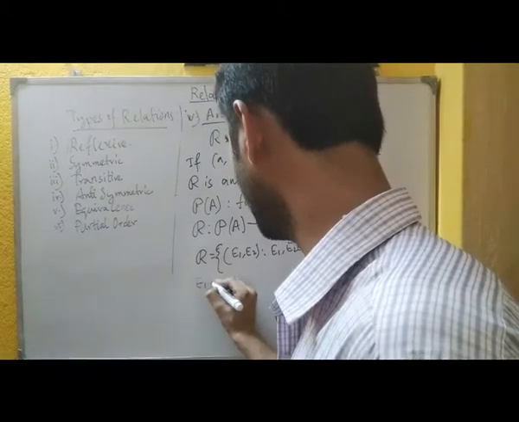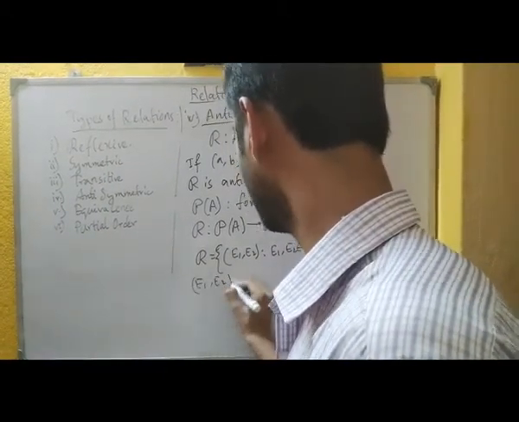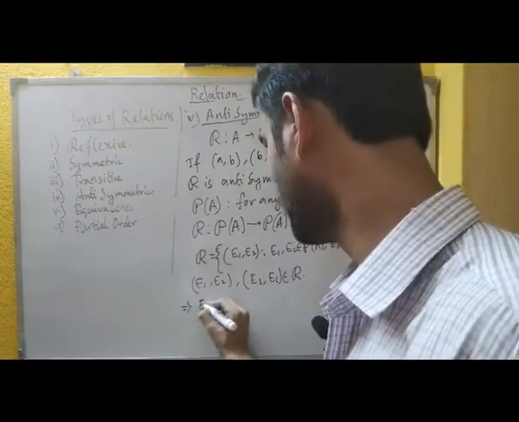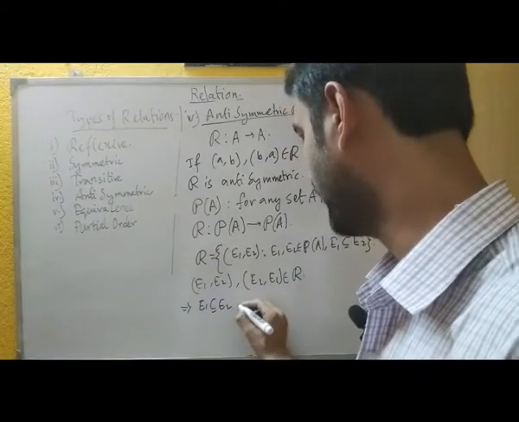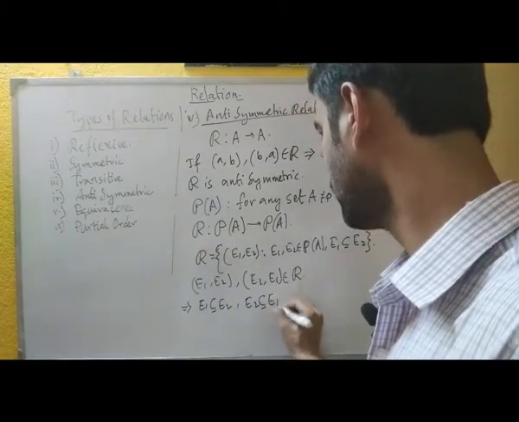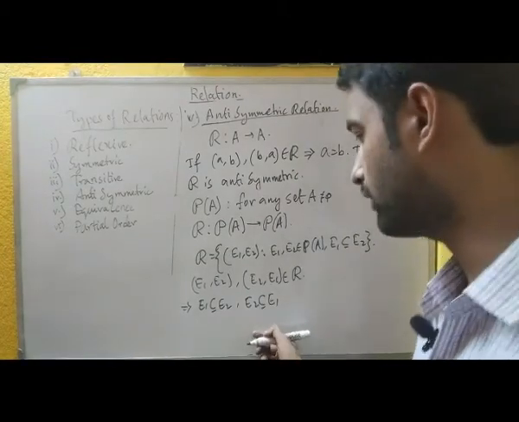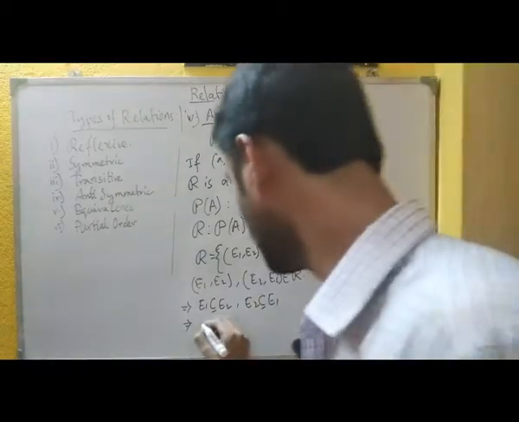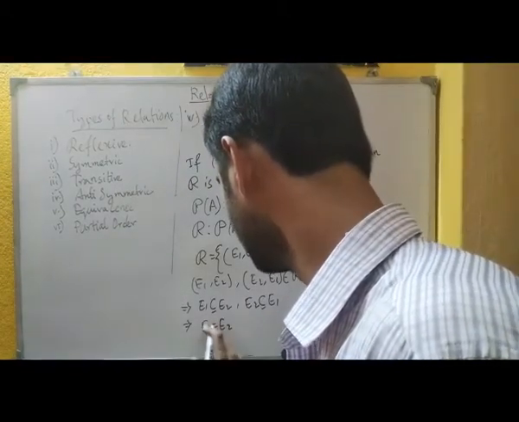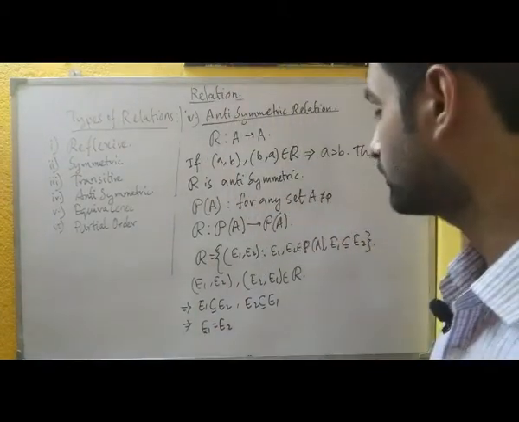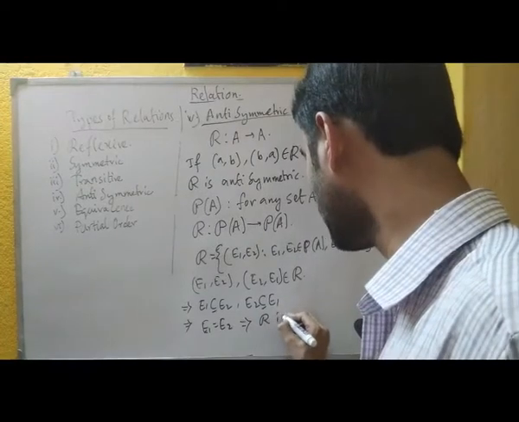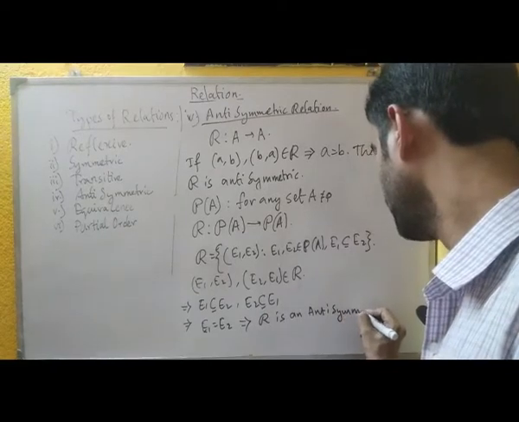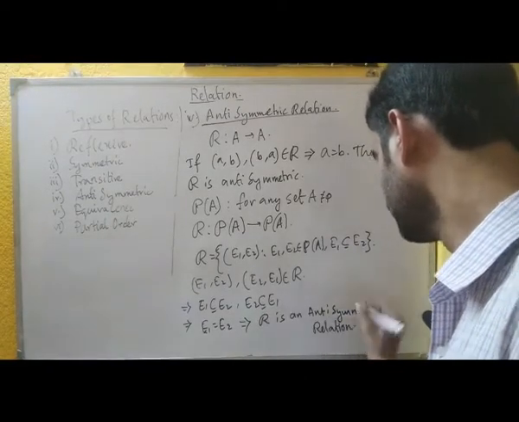Suppose we consider two elements E1 and E2 so that both these ordered pairs are belonging. Here we can say that E1 is a subset of E2, and also E2 is a subset of E1, and we know by the definition of set equality of two sets that these two combined say that E1 is equal to E2. So this gives that the relation R is an antisymmetric relation.